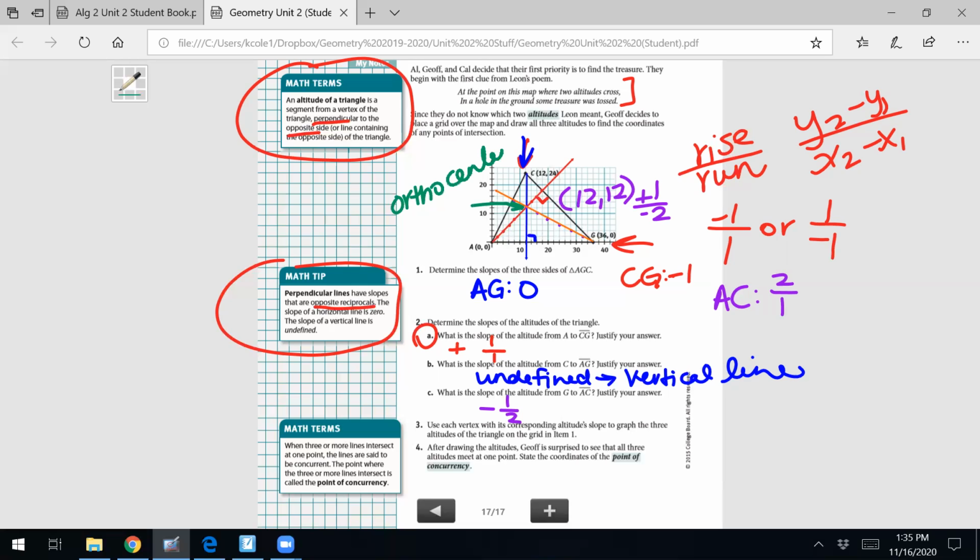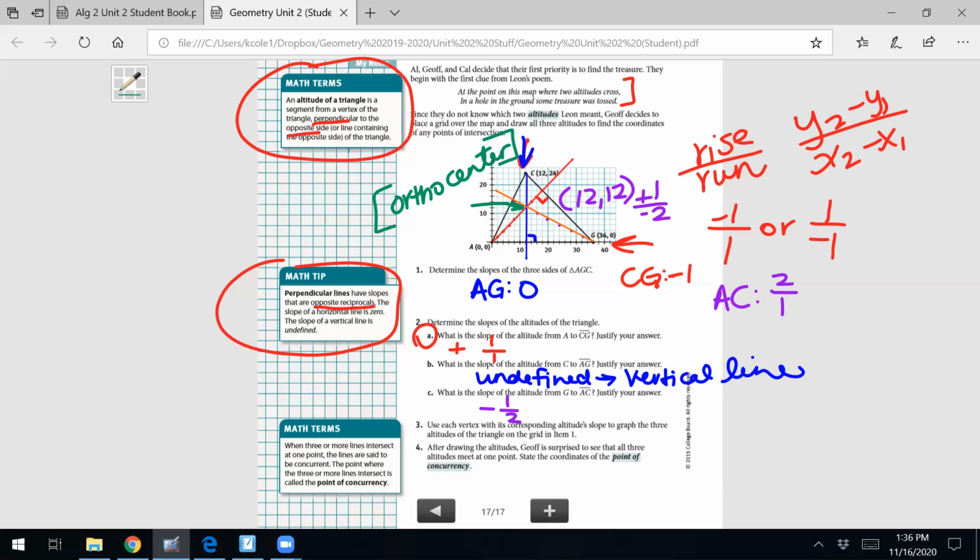Well, point of concurrency can be several different things: where the medians meet, where the altitudes meet, where all the different segments meet up. But orthocenter is specifically for altitudes. So this is an orthocenter, and it is specifically for your altitudes. Tomorrow we're going to learn about medians. Medians will also have a point of concurrency, but it's not called the orthocenter. So orthocenter is specifically named for the point of concurrency of altitudes.